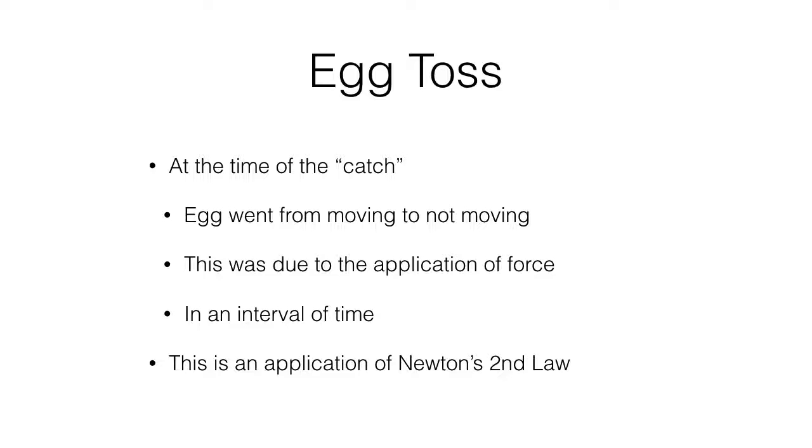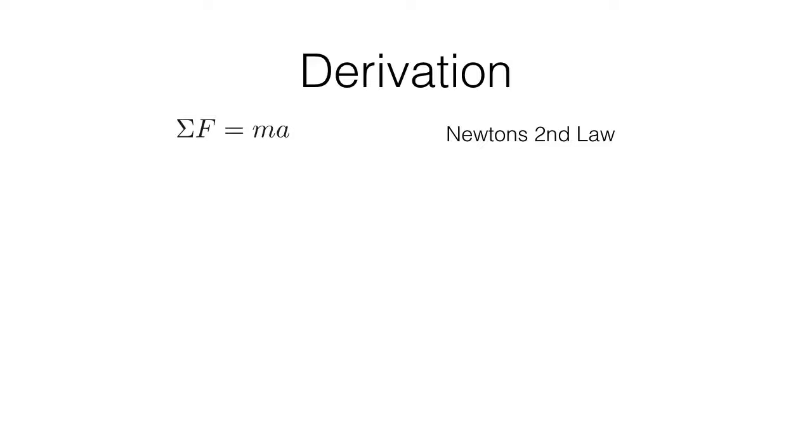In each case, this was because a force was applied to the egg, and this force was applied over a certain period of time. And so the egg went from moving to not moving in a certain amount of time, and we call that concept acceleration. So the egg was accelerated, it came to a stop because of a force, and that's an application of Newton's second law. So that's going to be our starting point.